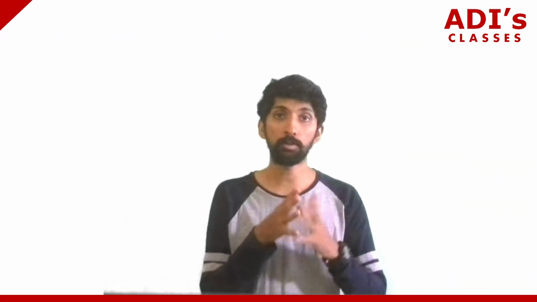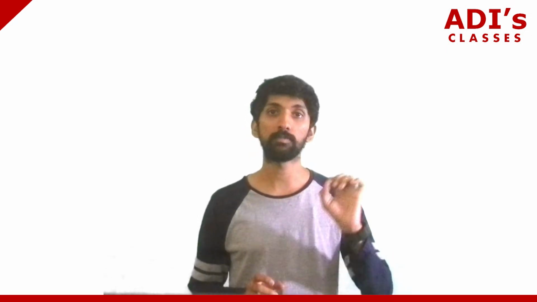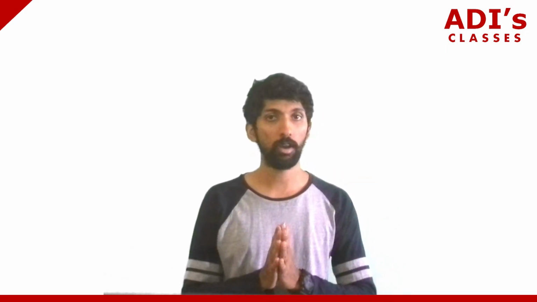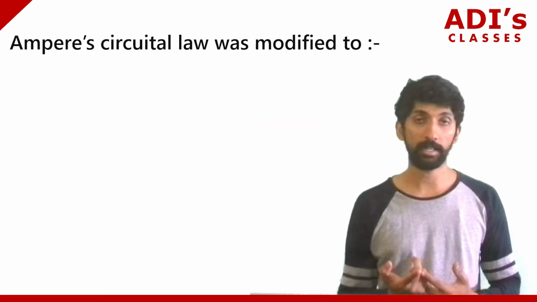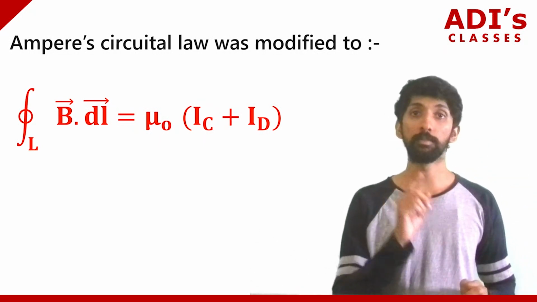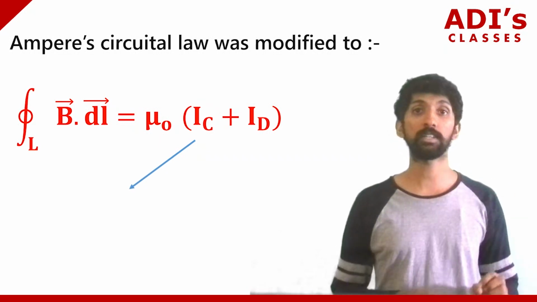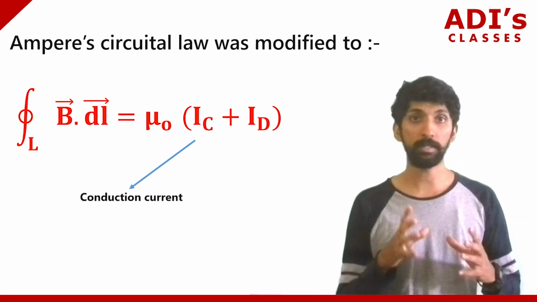But what Maxwell did was he kept a small magnet between the two plates, and the magnet showed a deflection. That means there is a magnetic field, and like what we have studied in the previous chapters, a changing field induces current. That inducing current is what we call displacement current. Now Maxwell modified Ampere's circuital law: integral of B dot dl is equal to mu naught into IC plus ID. Here IC is the conduction current and ID is the displacement current.